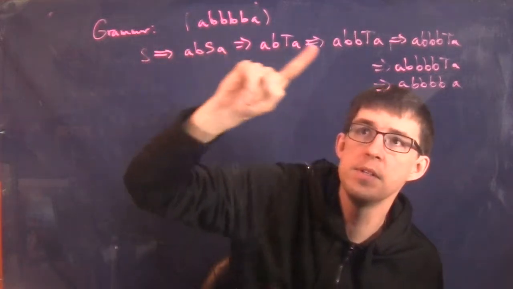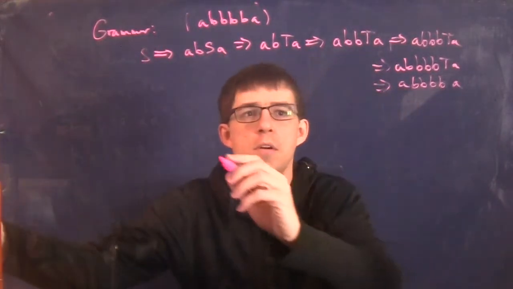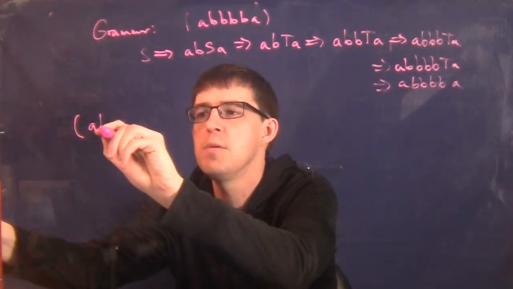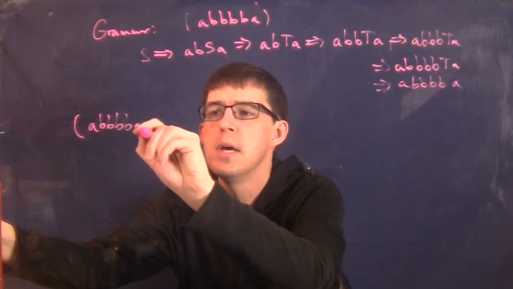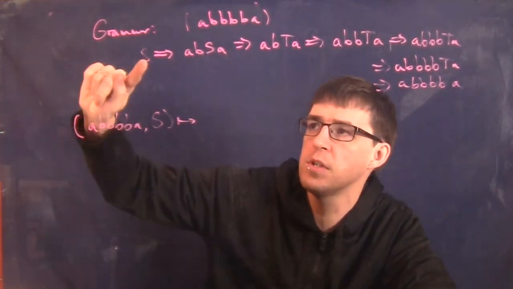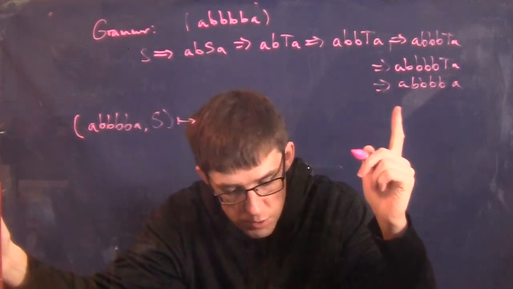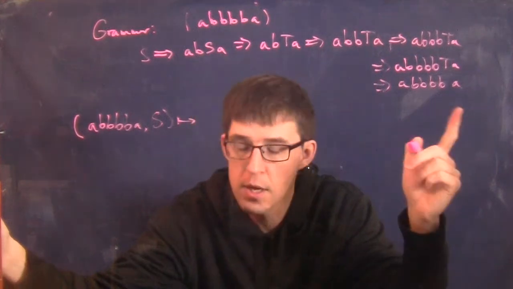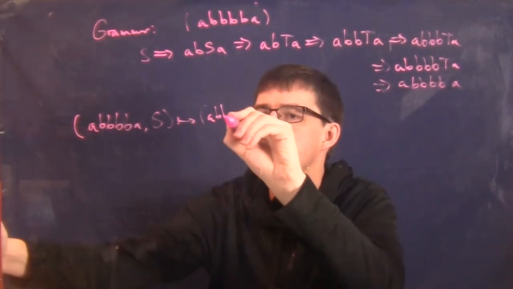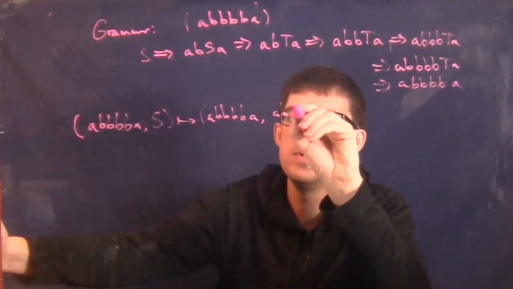I'm going to try to copy these steps and make a stack machine derivation, which shows that that string is accepted. So I go A, B, B, B, B, A, comma, S. And what did I do first in the grammar? S goes to A, B, S, A. So I'm going to do the first rule in the stack machine, which was epsilon, S, A, B, S, A. It's an epsilon, so I don't change the input string. A, B, B, B, B, A, comma, A, B, S, A.